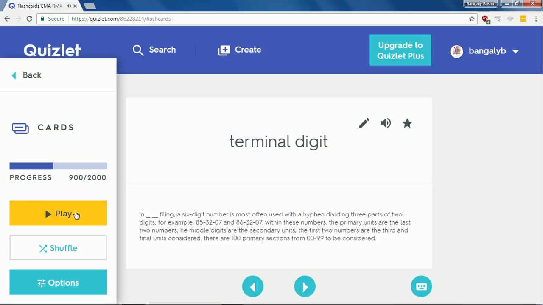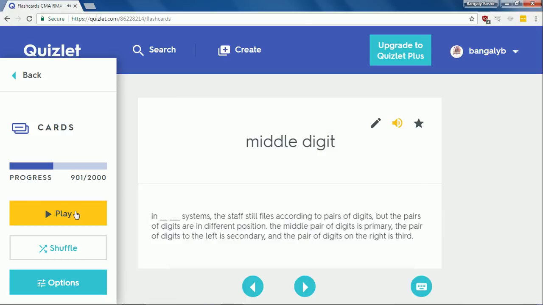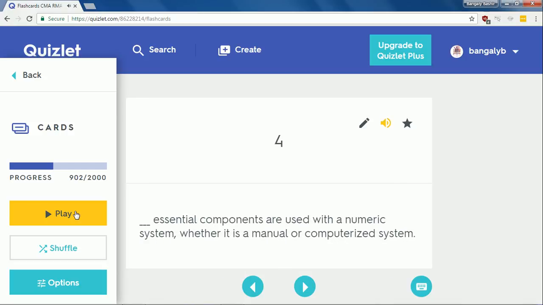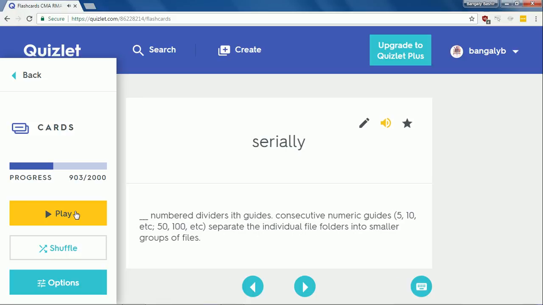Terminal digit. Middle digit. In middle digit systems, the staff still files according to pairs of digits, but the pairs of digits are in different positions. The middle pair of digits is primary, the pair of digits to the left is secondary, and the pair of digits on the right is third. 4. Essential components are used with a numeric system, whether it is a manual or computerized system. Serially numbered dividers: consecutive numeric guides separate the individual file folders into smaller groups of files.